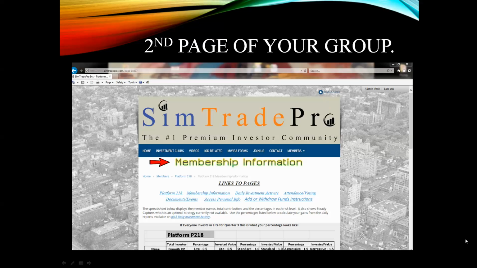The second page of yours is the membership information. It'll have the last name of the individual or their hosting services name for their retirement account. It'll have the total amount invested, the percentage of that in light, and then what that value is, the percentage that's in the standard and the value, and the percentage of the aggressive and the value.